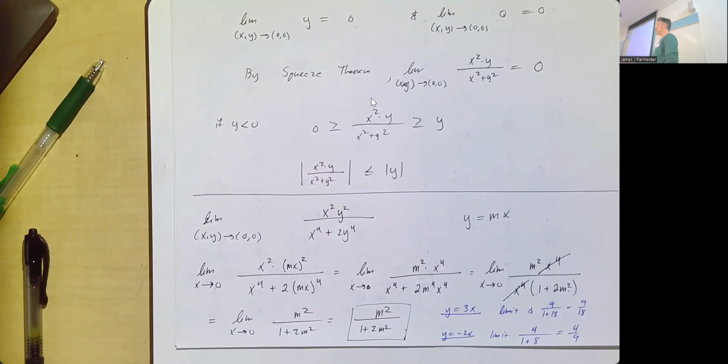So the point is, if you get m's in your answer, and m could be any real number, I can see that picking 2 different values of m gives me 2 different values for my limit, which means the limit along this path and the limit along that path had different values, which means the limit doesn't exist.